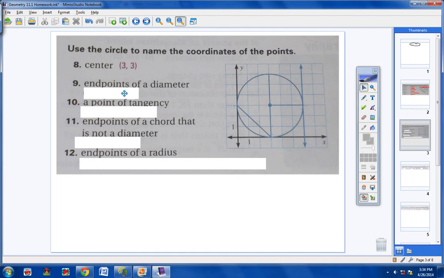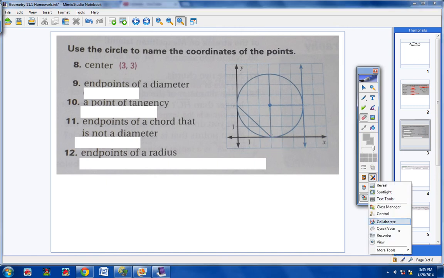All right, now the endpoints of a diameter. Well, the only diameter I see is this segment right here, and the endpoints would be at 3, 0, and over here the endpoint would be 3, then it looks like you're up to 6. So this point right here is over 3 and up 6. So the endpoints of the diameter would be 3, 0, and 3, 6.